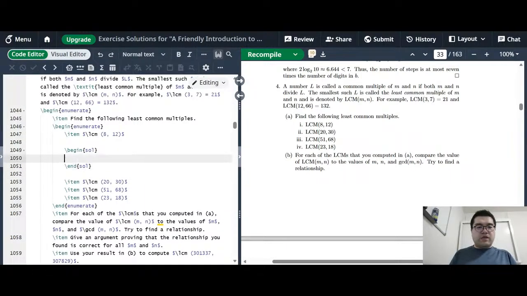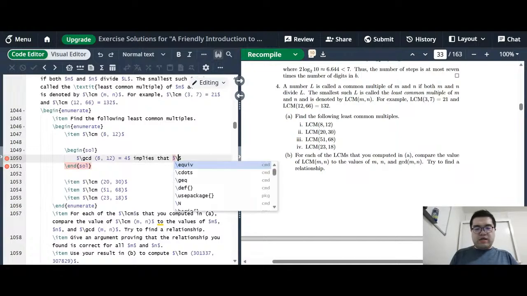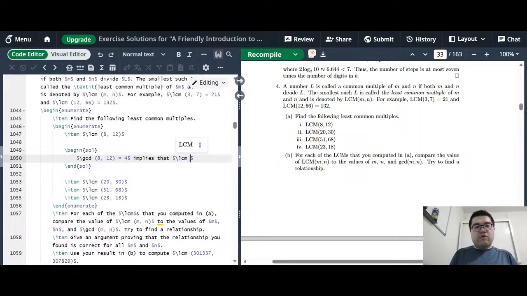So what we need is first we need to find out the GCD. Notice that the GCD of 8 and 12 is actually quite easy. We can see clearly it's equal to 4. Implies that the LCM of 8 and 12, well, we actually know that it's 24. But how do we actually do it? Well, in fact, we can write in the following way.